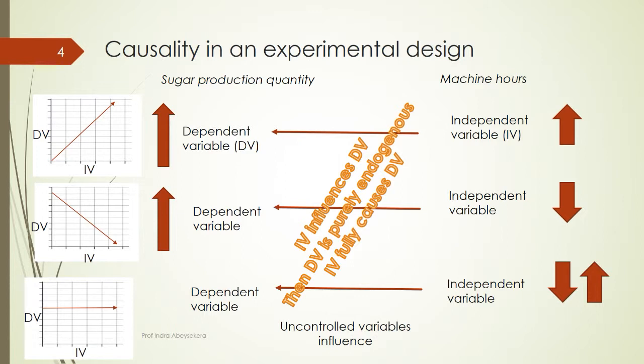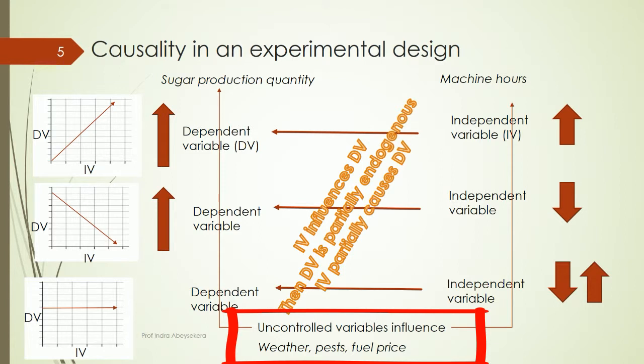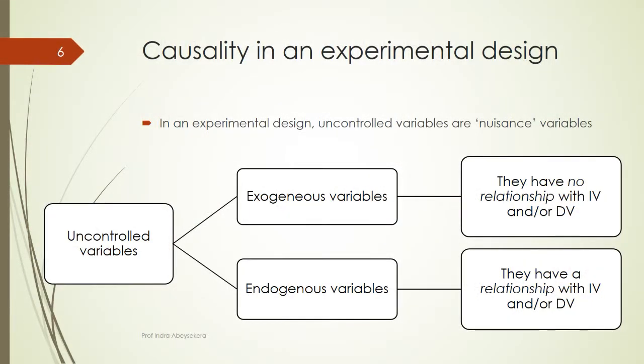So the independent variable influences the dependent variable. If that is the case, we call it the dependent variable is purely endogenous. That is, the independent variable fully causes the dependent variable. That means there are no uncontrolled variables influencing this relationship. But in real life, there are uncontrolled variables that are influencing a relationship. So therefore, often the independent variable partially causes the dependent variable.